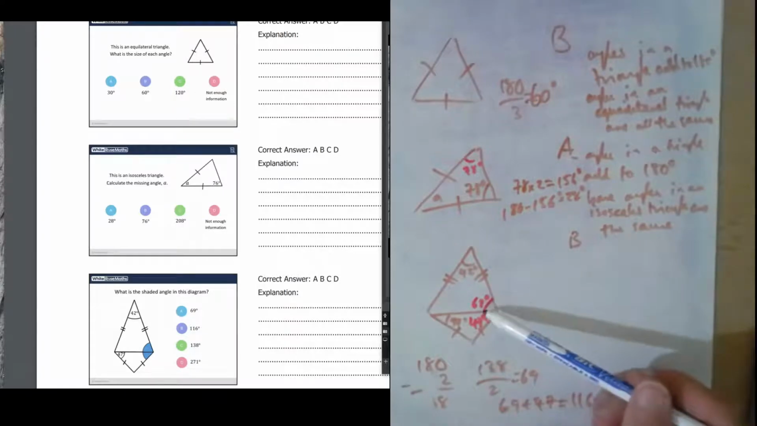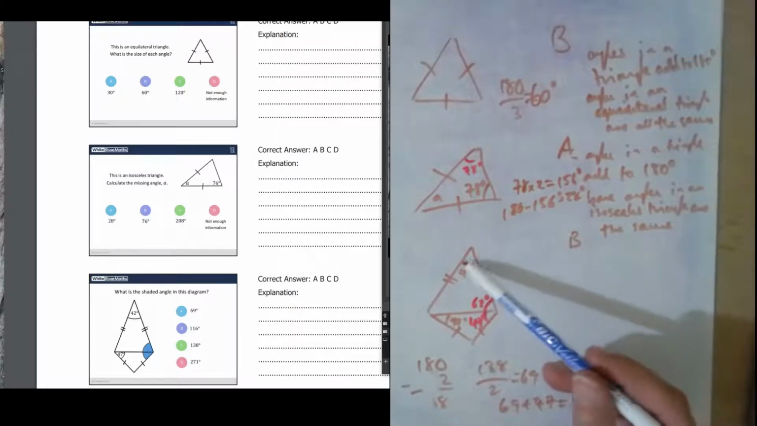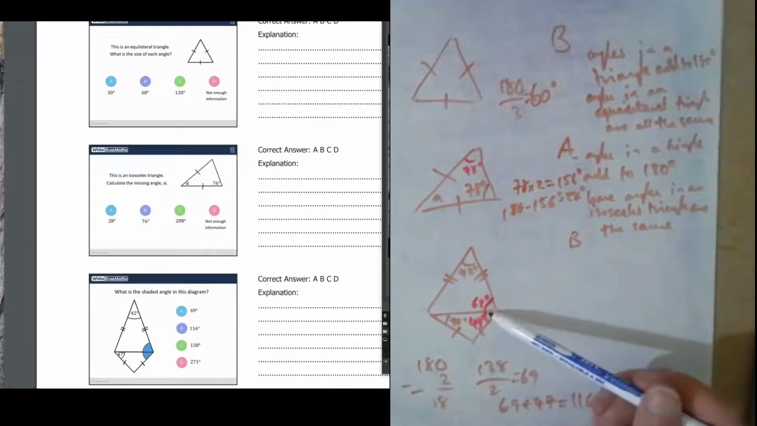For the top isosceles, can I work out this angle? Yes, because I've got angles in a triangle add to 180 degrees. And so I do 180, take away 42, which is 138 degrees. I then have to divide it by 2 because they're both equal, and then I get 69 degrees, and then 69 plus 47 would be 116 degrees. Why have I put 1,000? Okay, worry about that, it's 116.